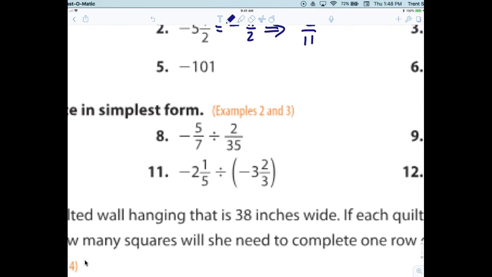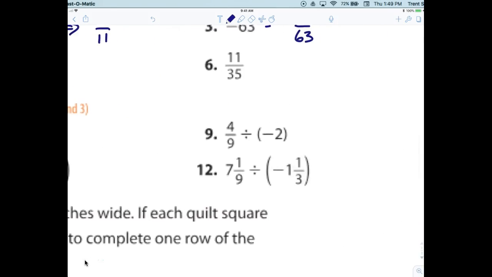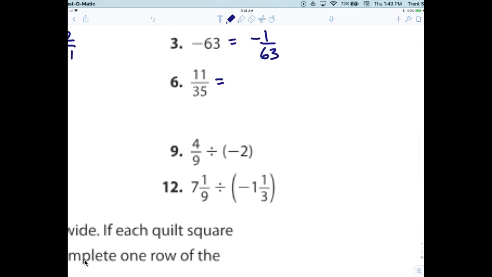Number five, what's the reciprocal? Come on, everybody. Negative what? Yes, negative 1 over 101, right? If you're not sure, remember that's just over 1. Everybody good? That's what we're doing mentally right now. We're doing it mentally. All right, I'm not asking you to write all that out. All right, number six, just like now on your paper, you just have to write what? Yeah, all you have to do is write 35 over 11. It's easy, I told you. Very easy.